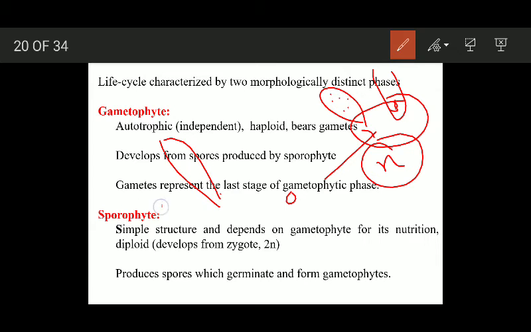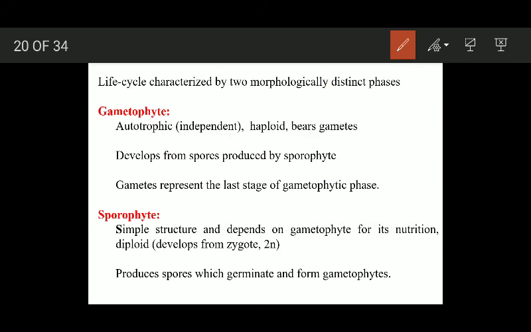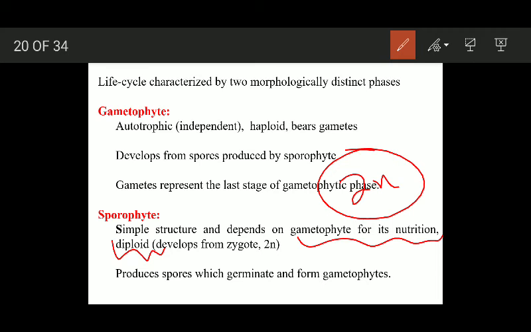Now we are going to discuss the sporophyte. What is the sporophyte? The sporophyte has a simple structure, and it depends on the gametophyte for its nutrition. It possesses two sets of chromosomes. It is diploid because it develops from the zygote.